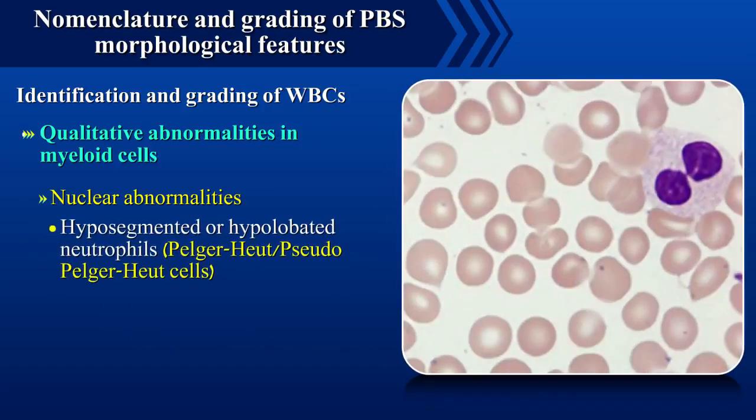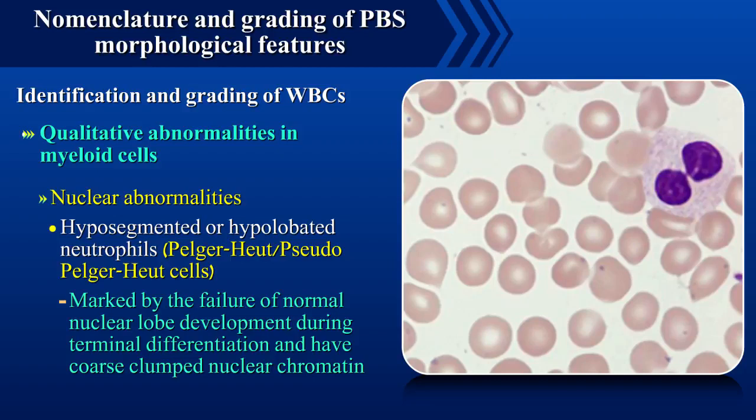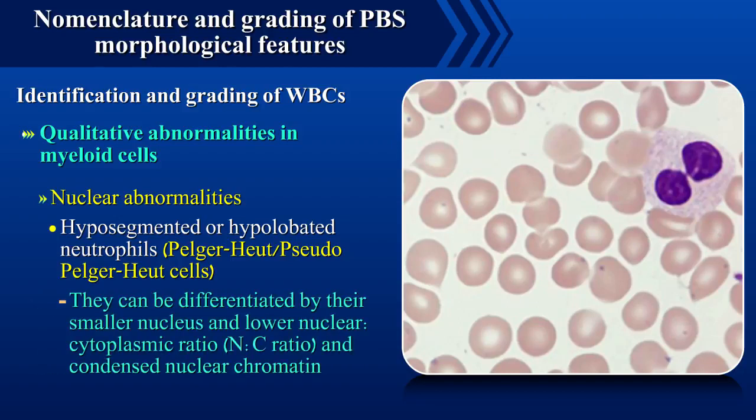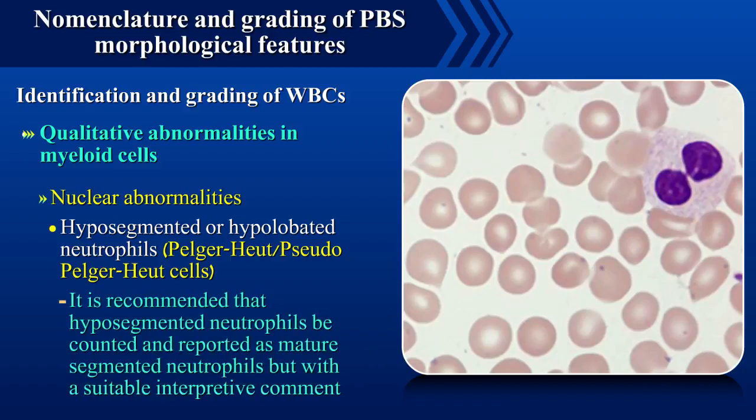Hyposegmented or hypolobated neutrophils are marked by the failure of normal nuclear lobe development during terminal differentiation and have coarse clumped nuclear chromatin. They are mature neutrophils and should not be confused with myelocytes, metamyelocytes, or band neutrophils. They can be differentiated by their smaller nucleus, lower nuclear to cytoplasmic ratio, and condensed nuclear chromatin. It is recommended that hyposegmented neutrophils be counted and reported as mature segmented neutrophils but with a suitable interpretive comment.